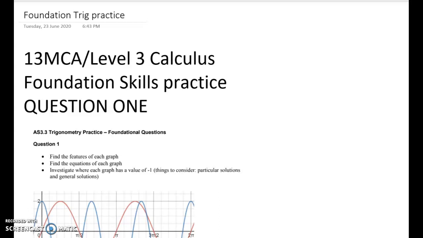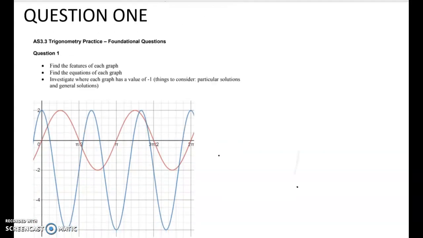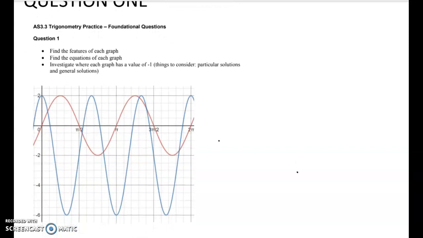In this video I'm going to do question 1 from the foundation worksheet that I've given you to practice for the trig internal. So what we've got here are two curves, a blue function and a red function. And we have to find out three things. First we have to find the features of each graph, and that will help me find the equation for each graph. Next we have to figure out where each graph has a value of -1.